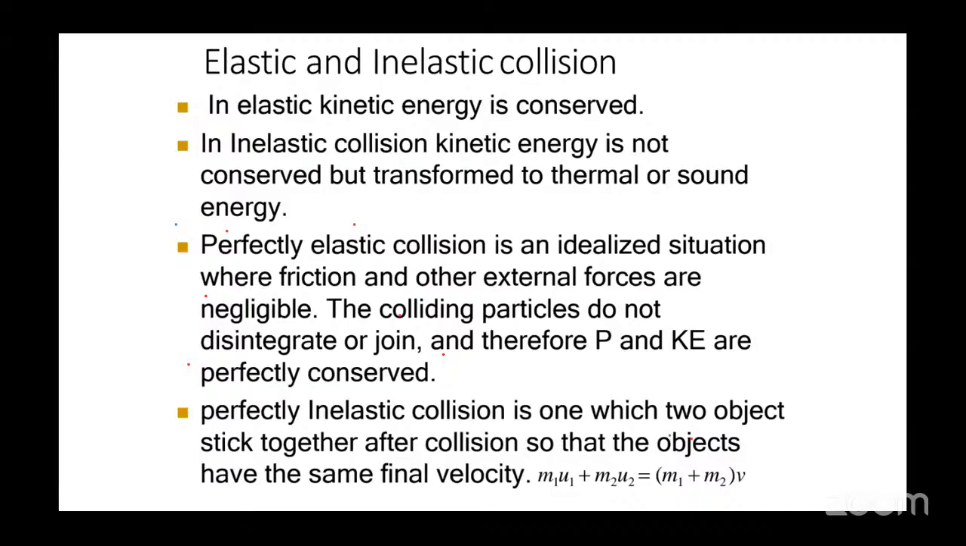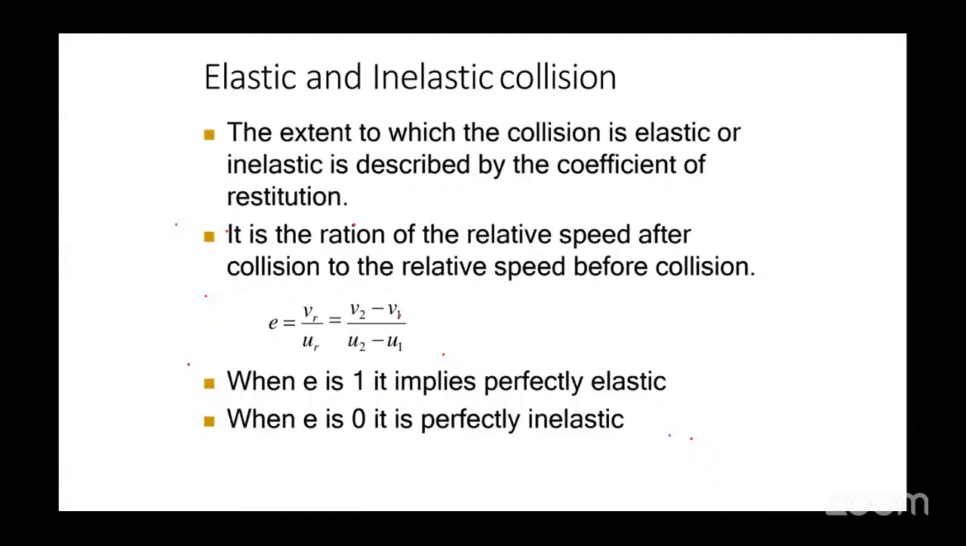So we have M1, U1 for the first object, M2, U2 for the second object. And then after collision, we have a common velocity, just one V. There is no V1, there's no V2. So we have M1 plus M2 all in brackets times V. So that is the equation for calculating a perfectly inelastic collision.